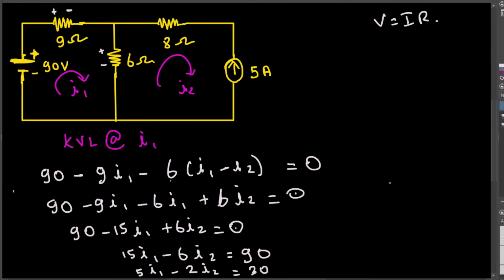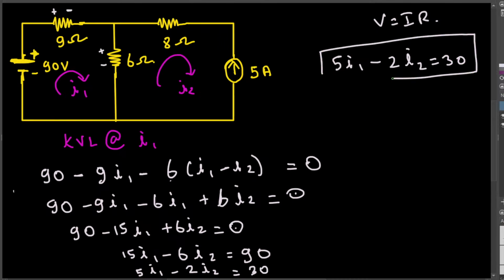Okay, so now we have simplified this equation, and we got this one: 5 I1 minus 2 I2 plus 30. Okay, this is now equation number 1. Now let's look at the other loop. In the other loop, we have a 5 ampere current. We have a current that's directly provided, and we assume the current direction to be this, right?